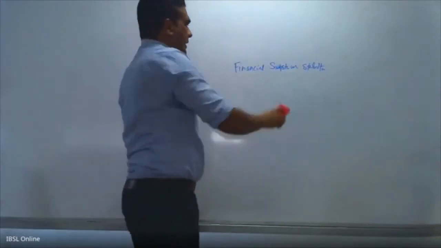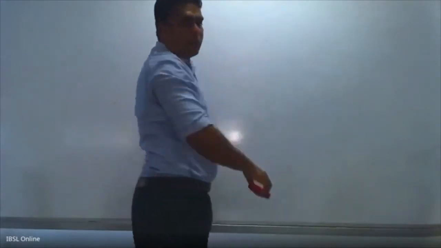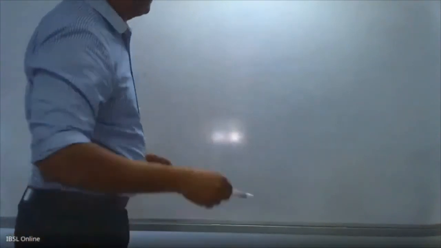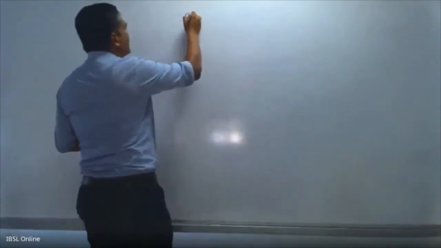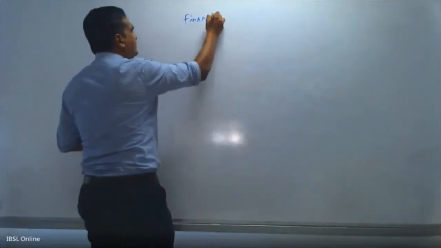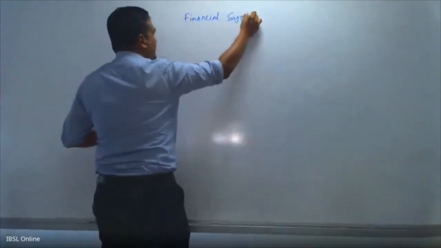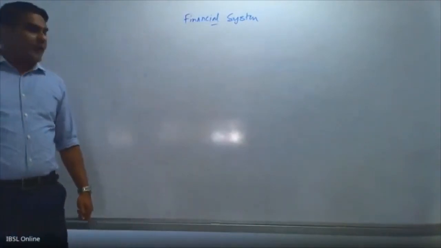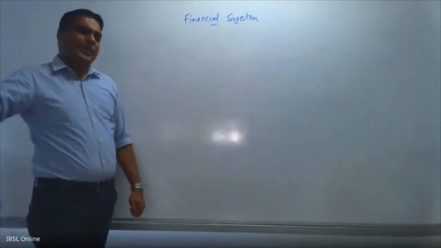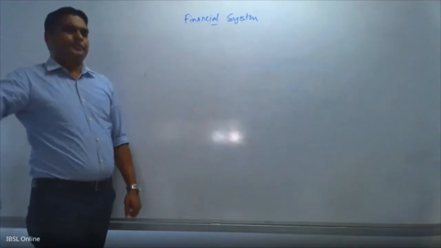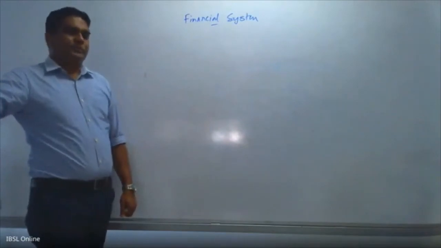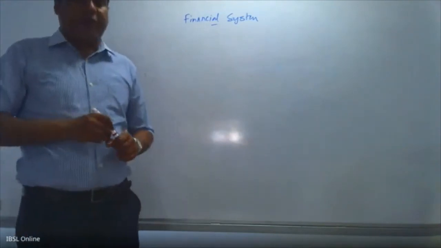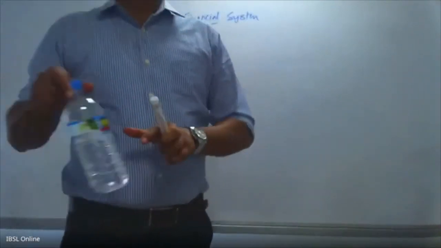Now, let me ask a question. What do you mean by a financial system? Can anybody answer? So please write down financial system stability. What we are now trying to understand is, what is a financial system? What are financial systems, by the way? Can anyone try? What is a financial system?